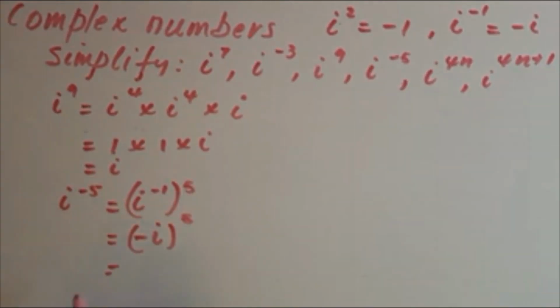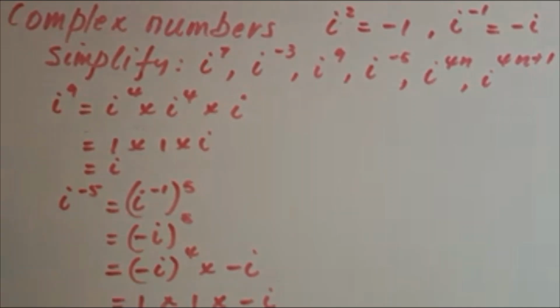raised to the 5th power, which is the same as minus I to the 4th times minus I, which gives us 1 times 1 times minus I. So if we split minus I to the 4th into minus I squared times minus I squared, which gives us 1 in both cases.